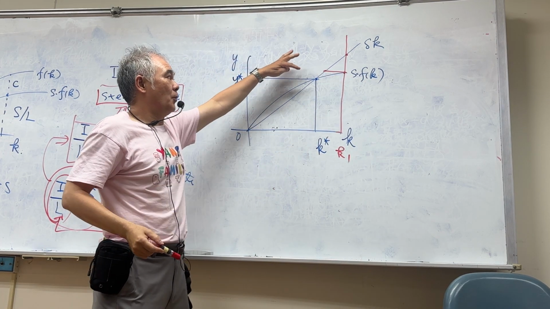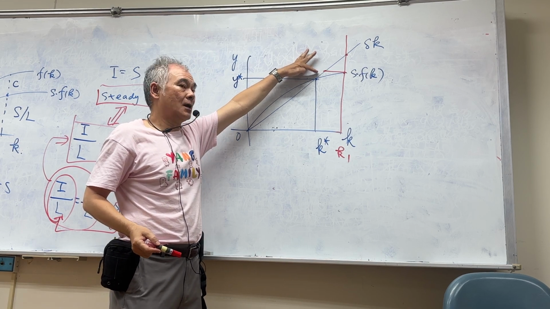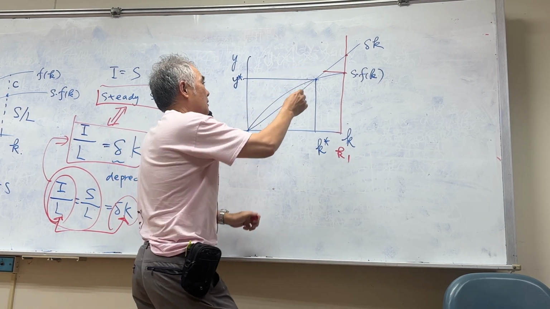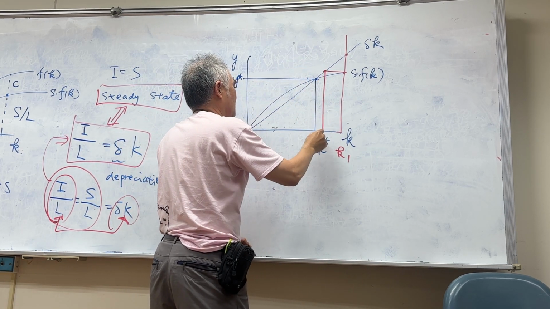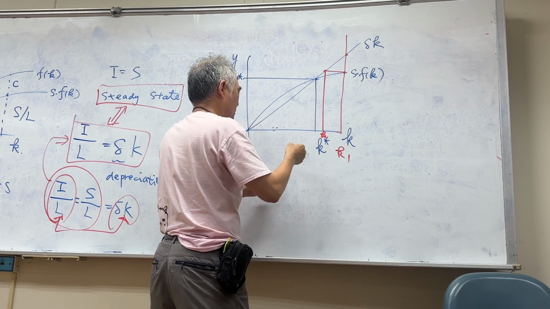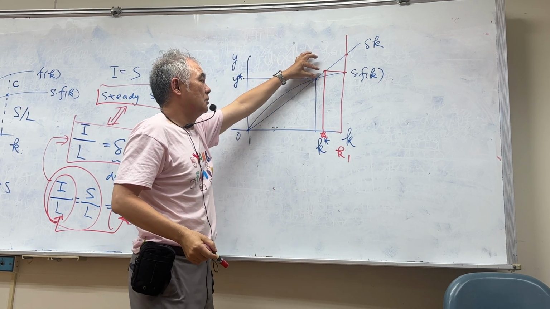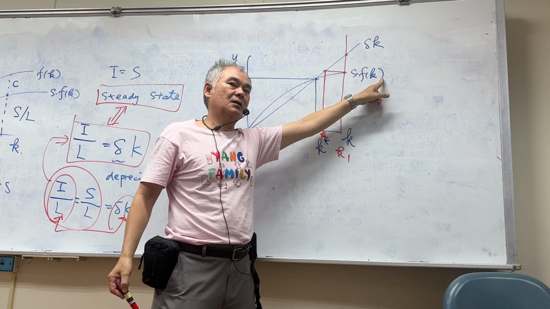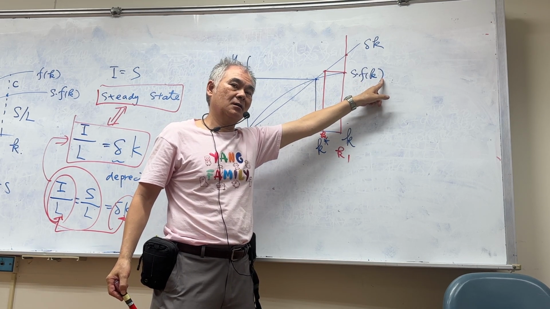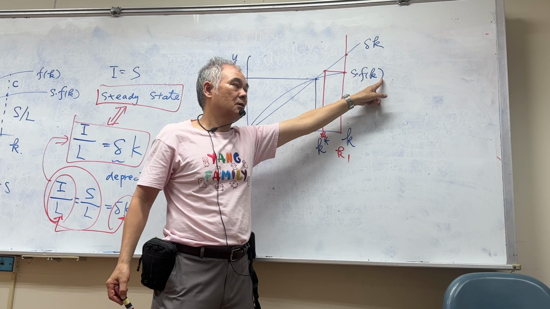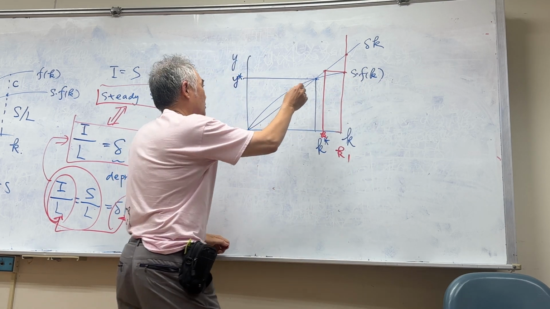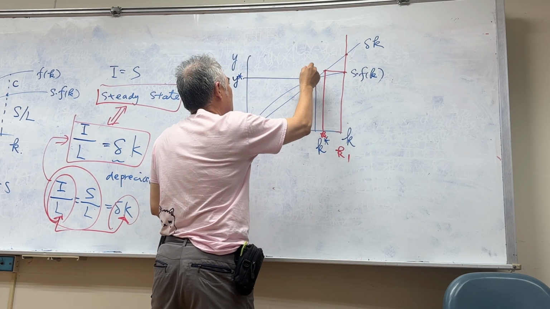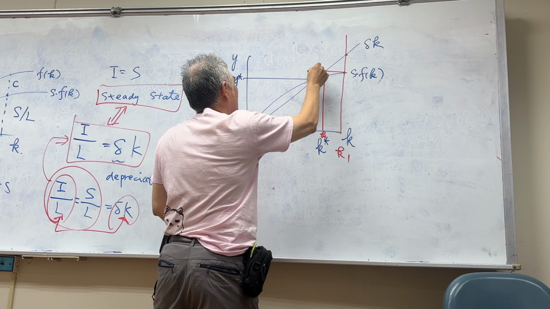And at this point, what happened? Depreciation is still higher than the saving. It means that your investment is not enough to compensate for the loss in depreciation. So you will get here. So this is the equilibrium.